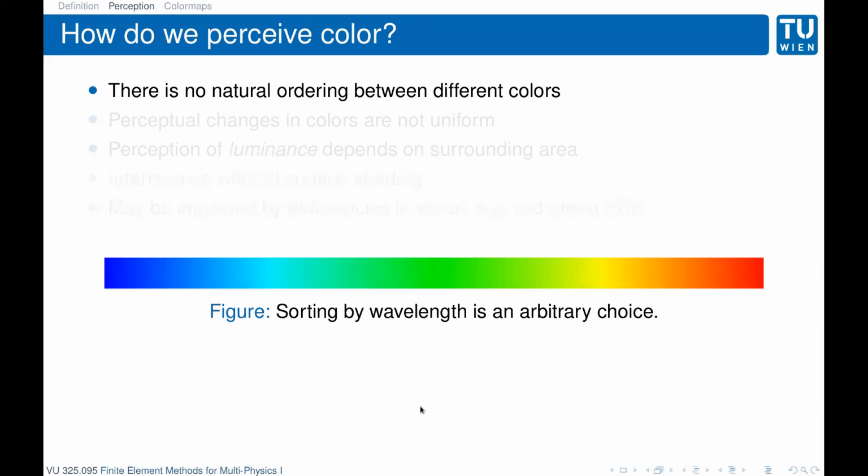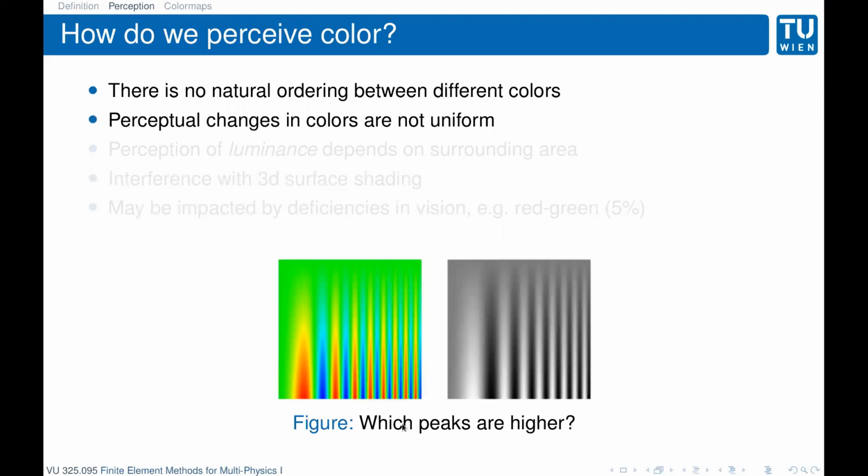The other thing in perception of color is that perceptual changes in color are not uniform. And this is simply explained by this example here. Which peaks are higher? The red or red-yellow peaks, or the blue peaks? You can't really tell. If you look at the same color in a black and white diagram, you see they're actually the same height, but in my perception, the red peaks are higher than the blue peaks.